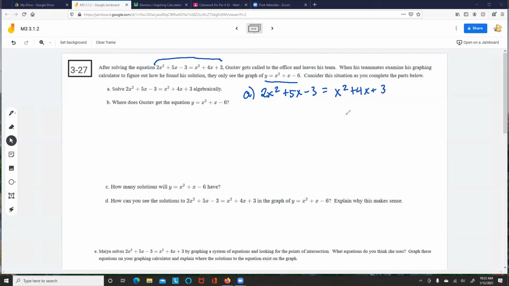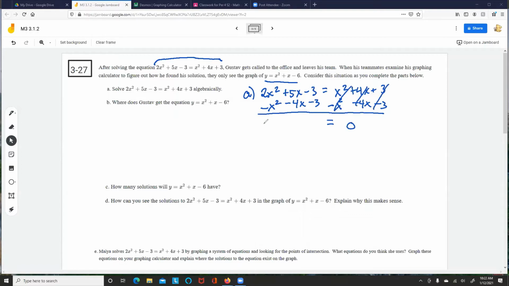Could you subtract the 4x to both sides? Okay, so we're going to subtract basically the right side over to the left side, right? So I'm going to subtract x squared here, subtract x squared. And let's go ahead and subtract all of it. Let's subtract the 4x over here and bring it over to the 5x. And let's subtract the 3 and bring the 3 over here so that we can get 0 over here, right? We want one side to be 0.